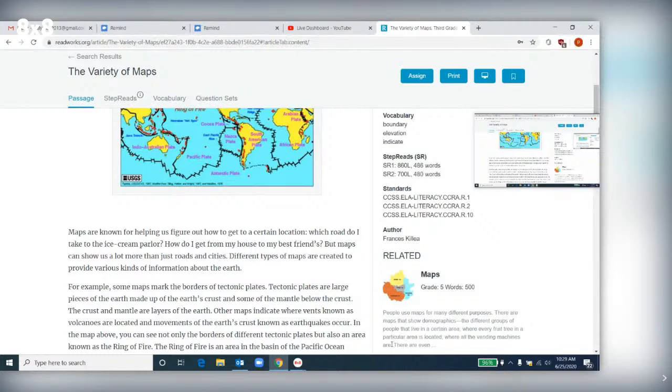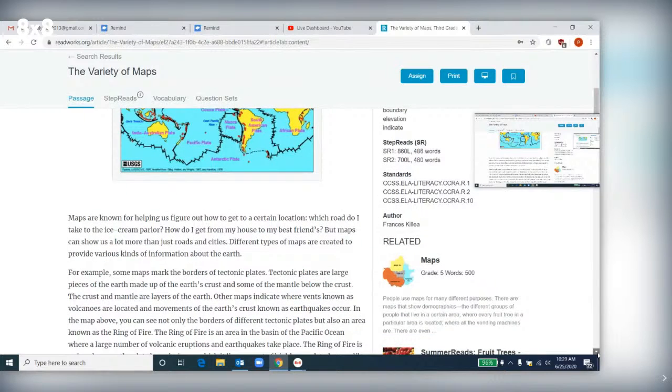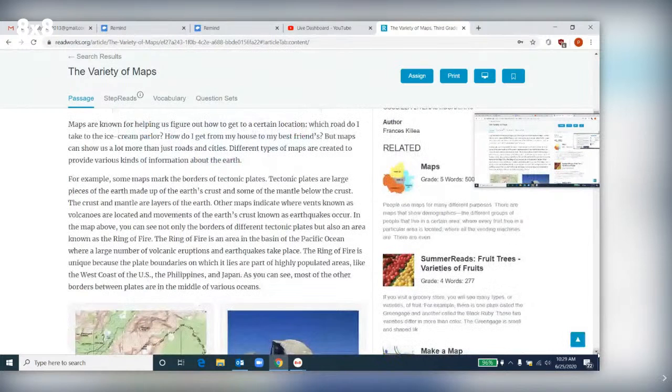The Ring of Fire is an area in the basin of the Pacific Ocean where a large number of volcanic eruptions and earthquakes take place. The Ring of Fire is unique because the plate boundaries on which it lies are part of a highly populated area like the west coast of the US, the Philippines, and Japan. As you can see, most other plate borders are in the middles of various oceans.